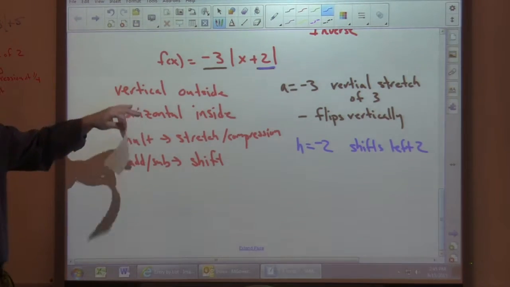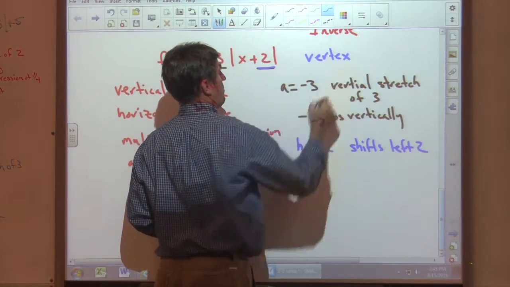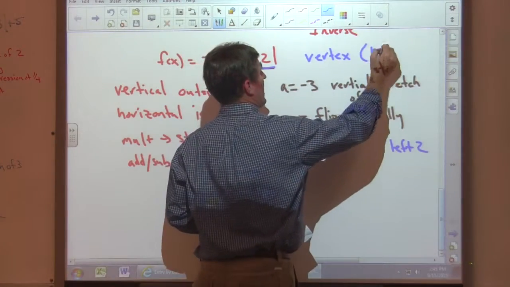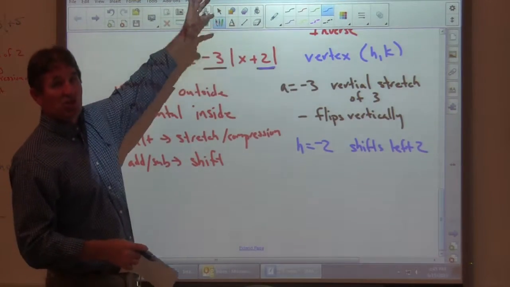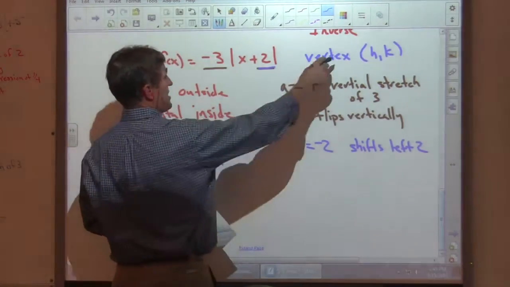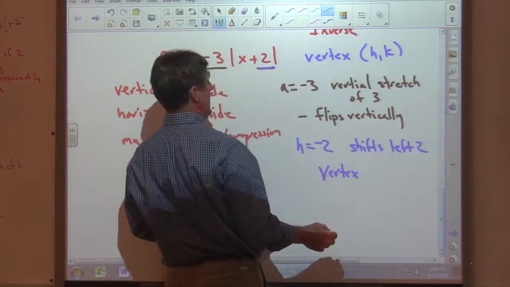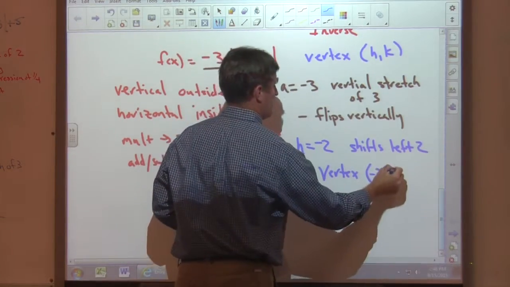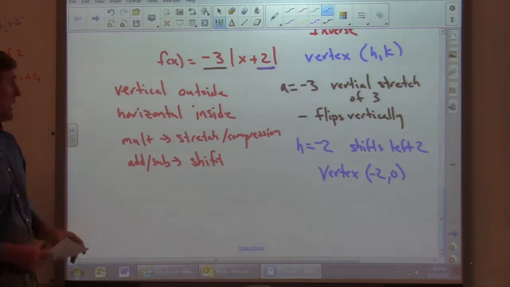Now, one other thing I should have gone over earlier. The vertex, remember it was 0, 0? Well, the vertex will always be HK because it shifts it left and right. The A and the B just stretch it or compress it so they won't move that vertex point. So if I was to ask the vertex for this, the vertex would be located at H, which is negative 2, and there is no K, so it would be at 0. They asked that on the assignment. So that's the first example.